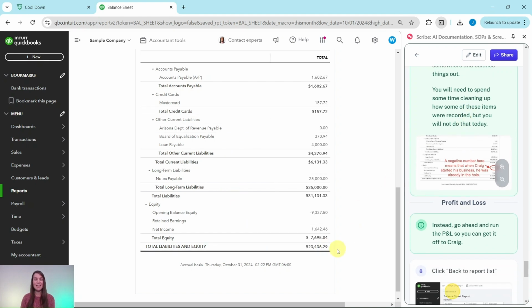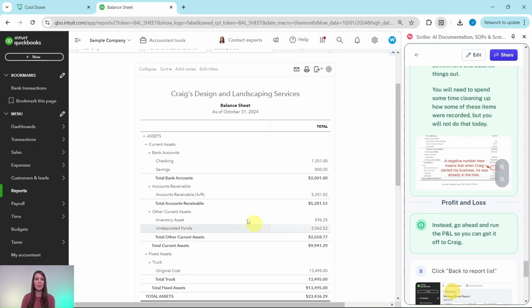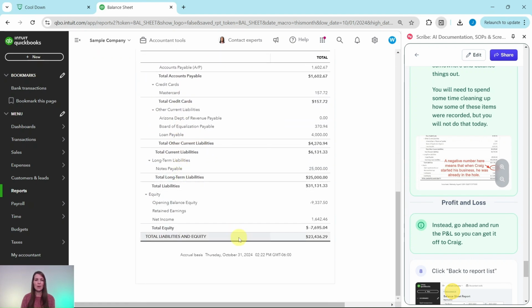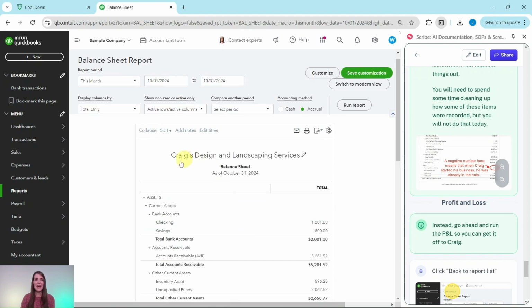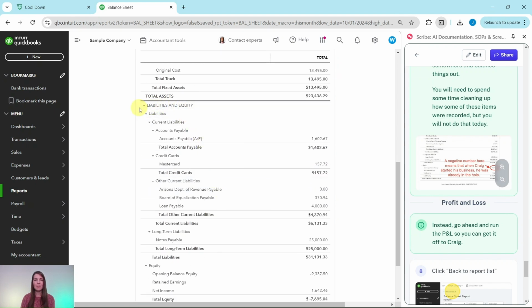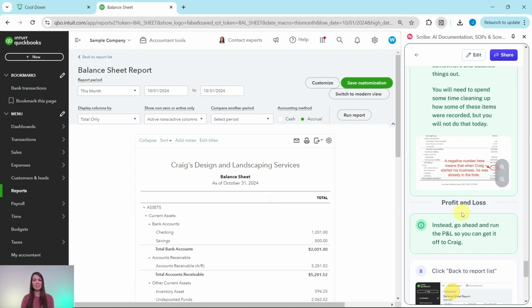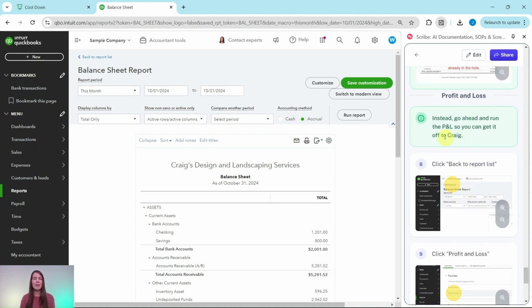So that is a deep dive into all of what all of these things are on the balance sheet. Remember, assets, and then you have liabilities and equity down here. And assets should always equal the combination of these liabilities and equity. So we're not going to do anything more with the balance sheet. Instead, we're going to go ahead and run the P&L so that you can get that off to Craig too.